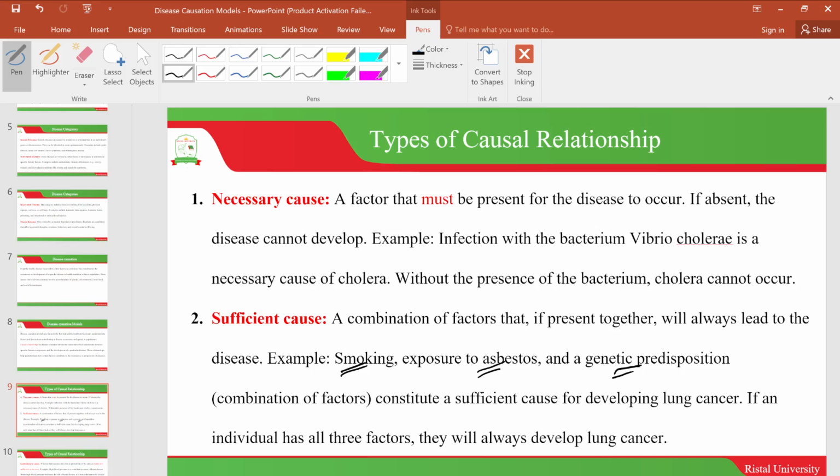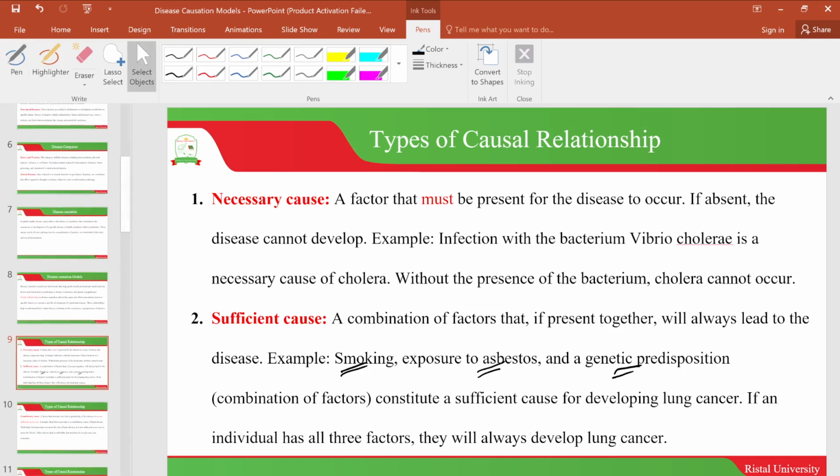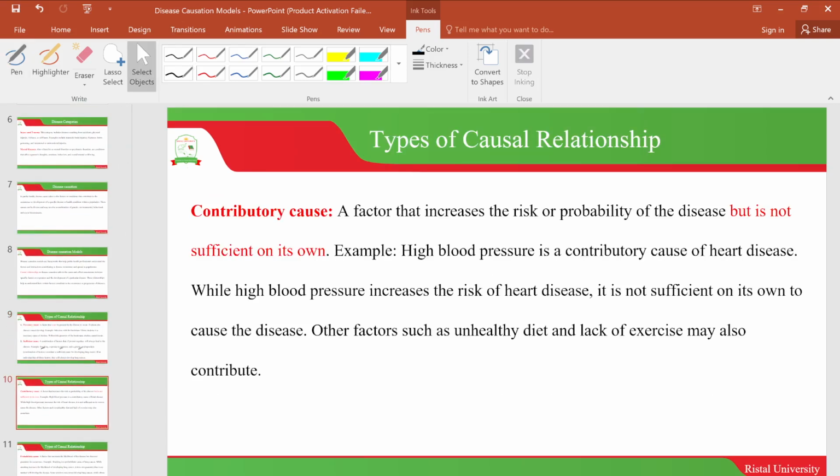So when we talk about sufficient cause, that is what we mean. Okay, so if all these factors are present in an individual, then it's really likely that they will develop the disease. Contributory factor. The factor really contributes to the occurrence of the disease, but when we look at it as a single factor, it may not really be sufficient to cause the disease. Okay, so let us go to an example of TB.